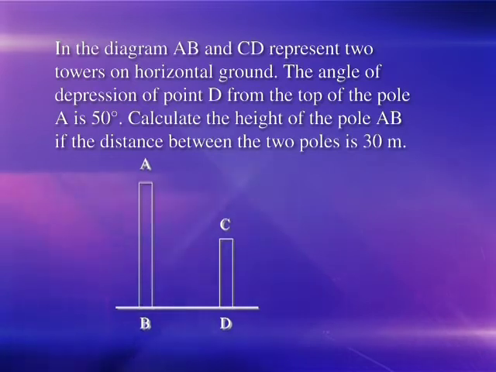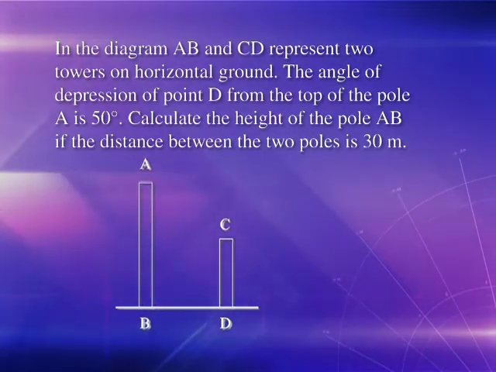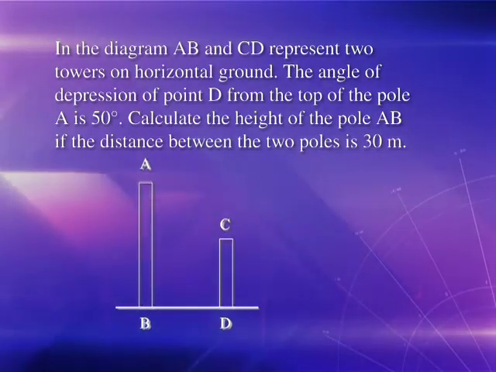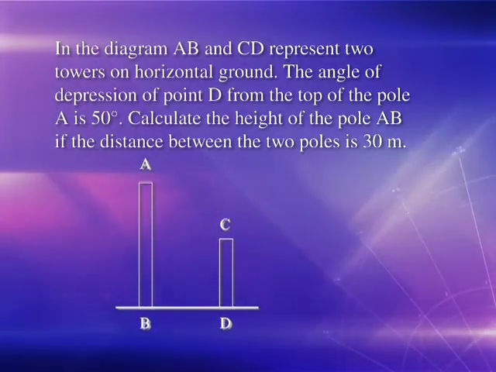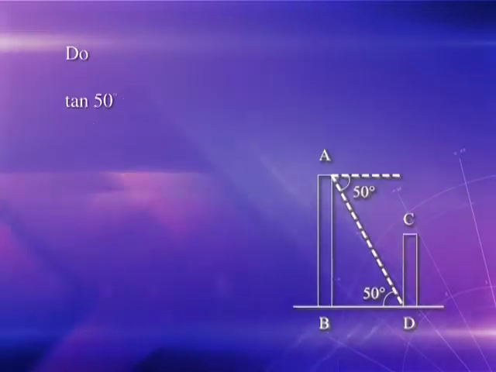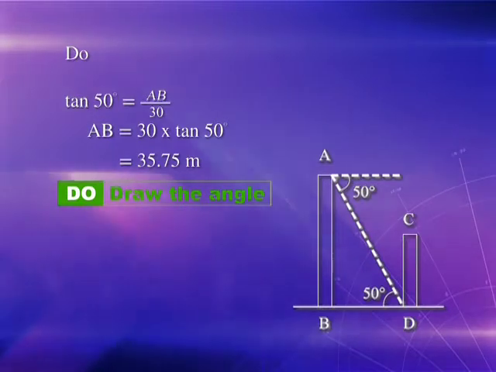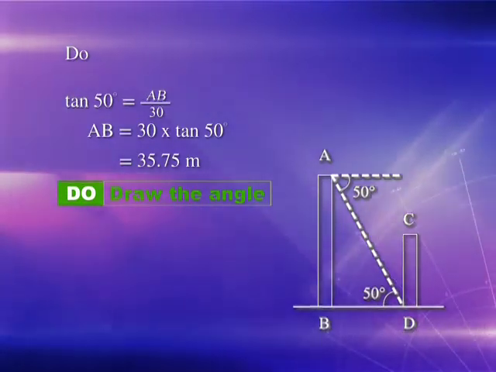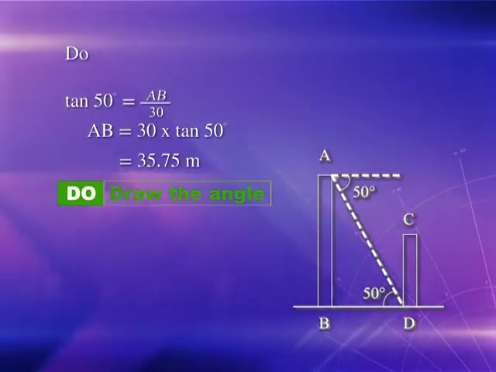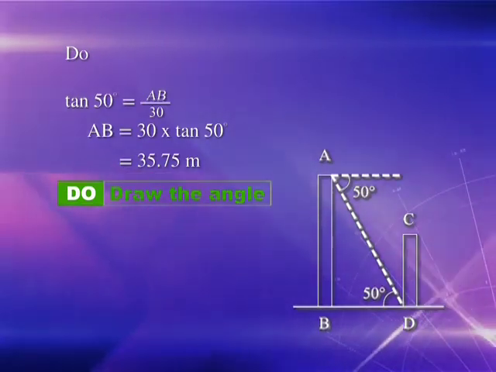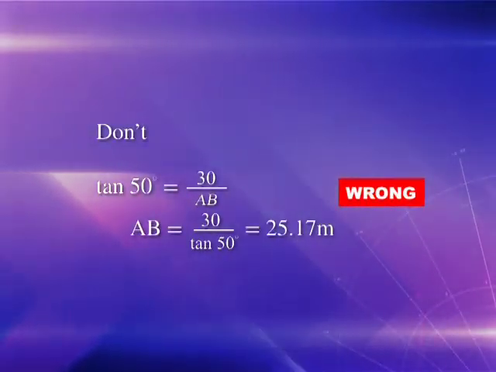In the diagram, AB and CD represent 2 towers on horizontal ground. The angle of depression of point D from the top of the pole A is 50 degrees. Calculate the height of the pole AB if the distance between the 2 poles is 30 meters. Here's what you do. Make sure you draw the angle. Tangent 50 degrees equals AB over 30. AB equals 30 times tangent 50 degrees, which gives you 35.75 meters.